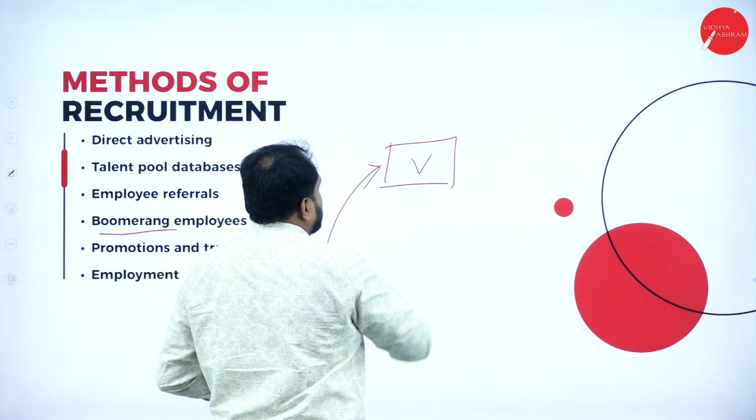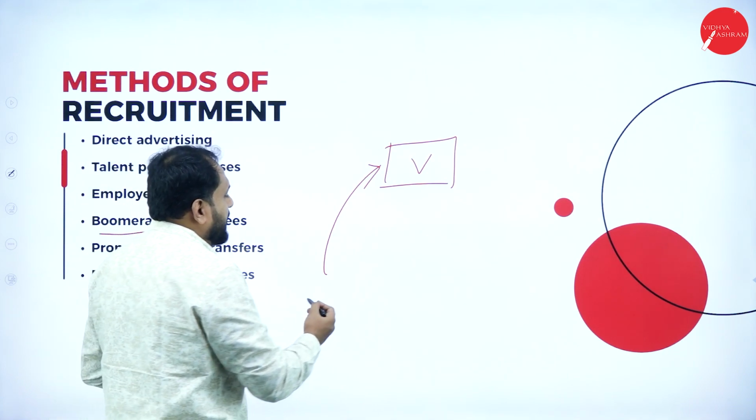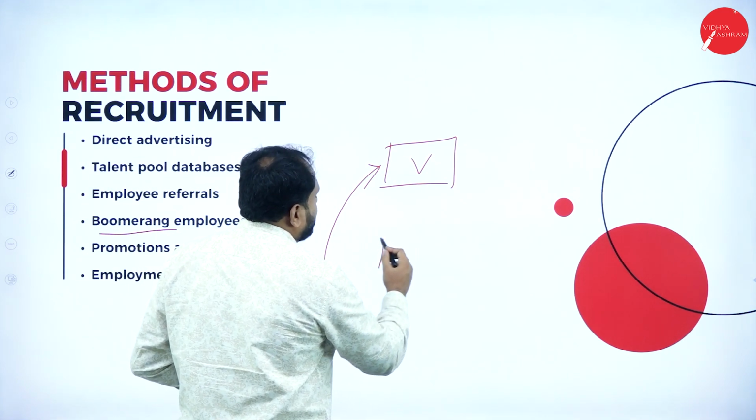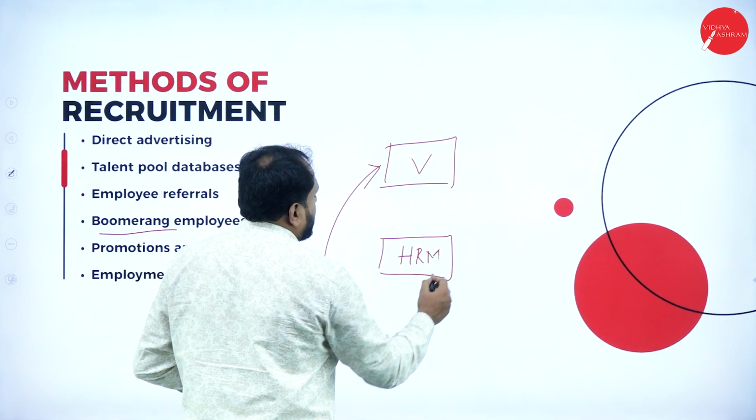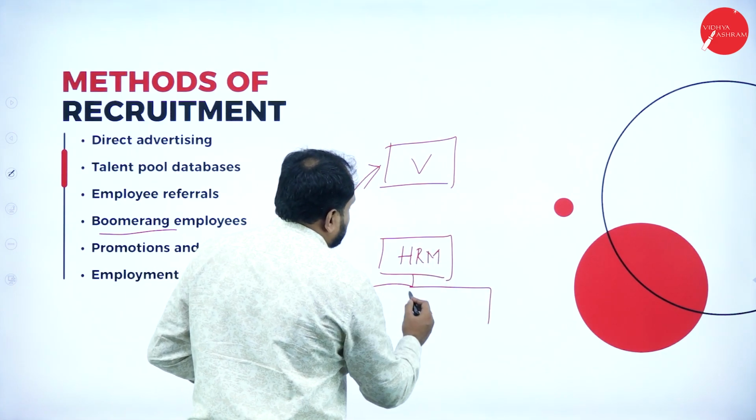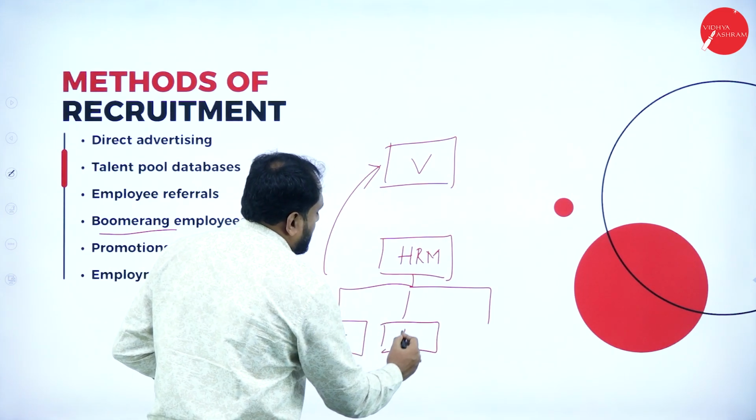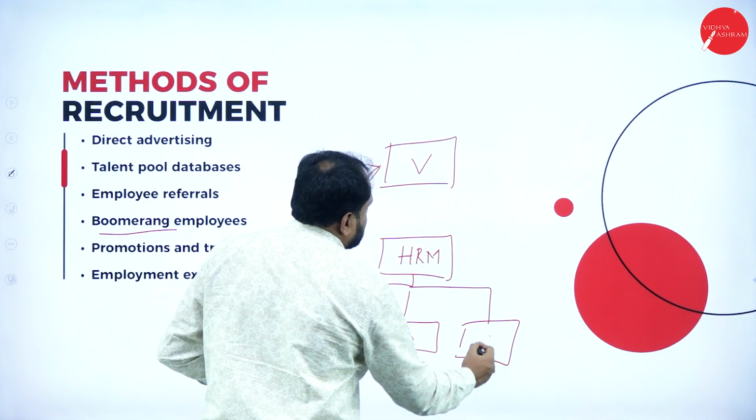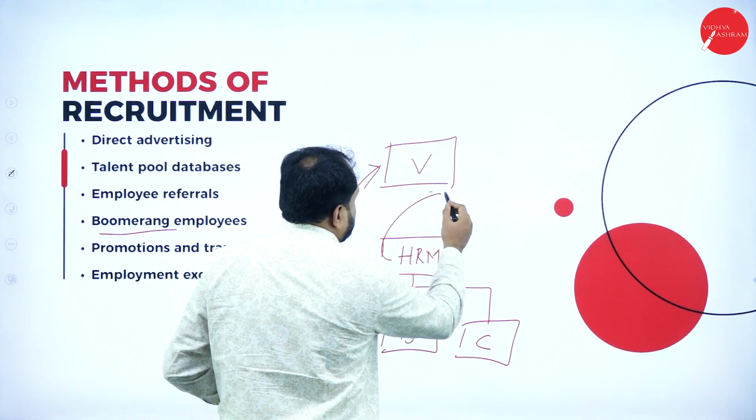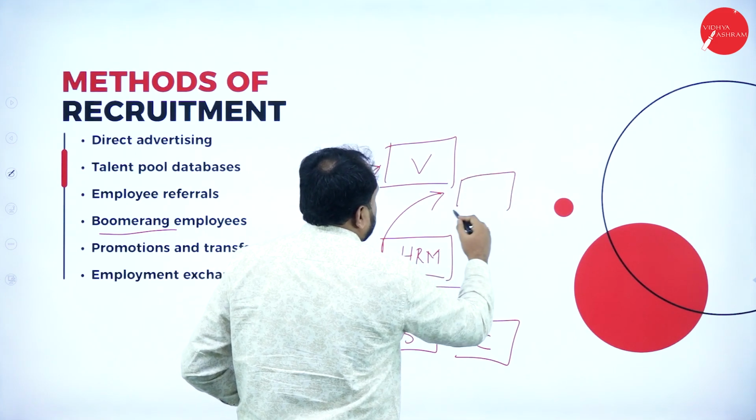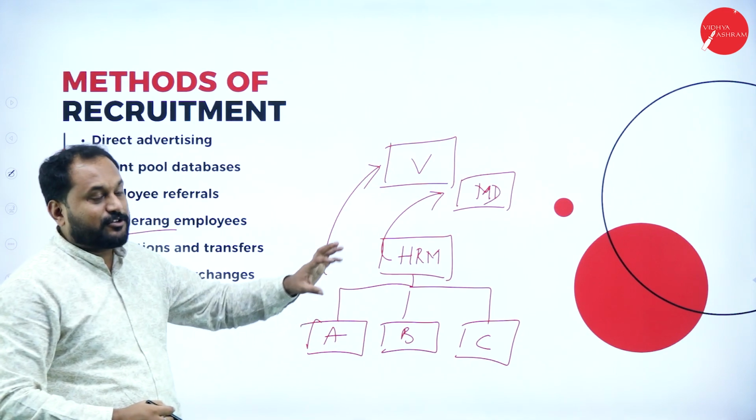So anybody who comes and fills that vacancy, that is what recruitment is all about. So here, say promotion. I'll give you an example. There is an HR manager. With the HR manager, say there are 3 people called A, B and C. Now the HR manager gets promotion and becomes the managing director. Okay, succession planning is already done.